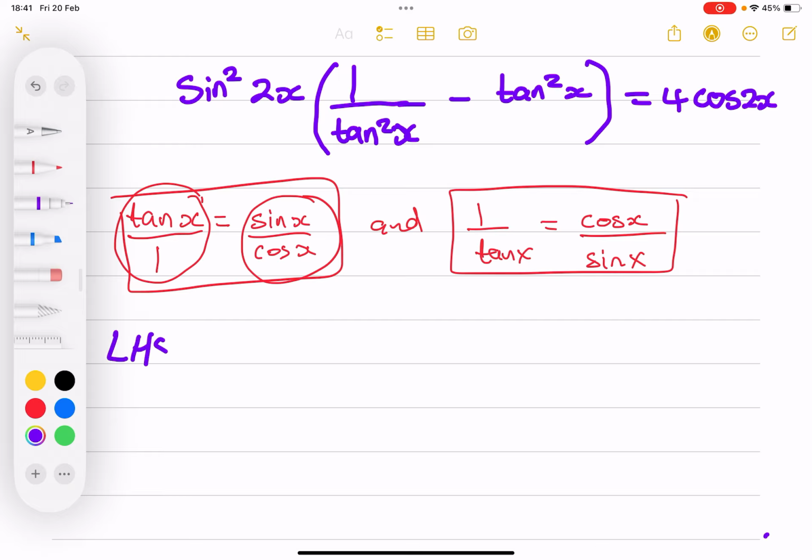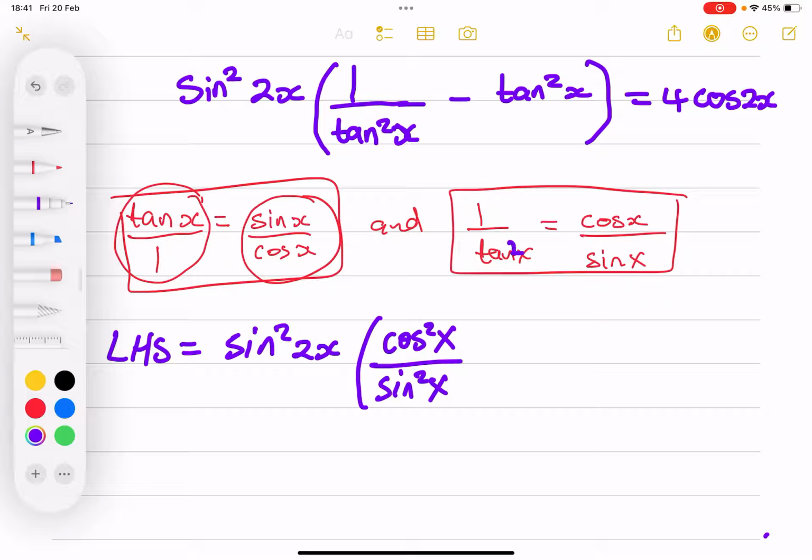So I'll say left-hand side is equal to sine squared 2x, which will stay the same. In bracket, I have 1 over tan squared, so it's going to be cos squared x over sine squared x. It's 1 over tan squared, so I put the squares even there. And then we have minus tan squared. Tan squared is sine squared x over cos squared x.